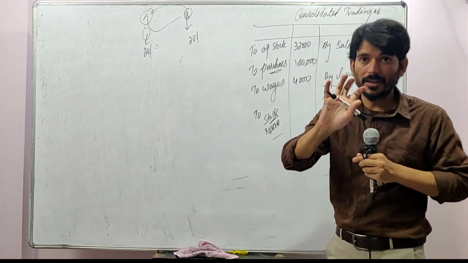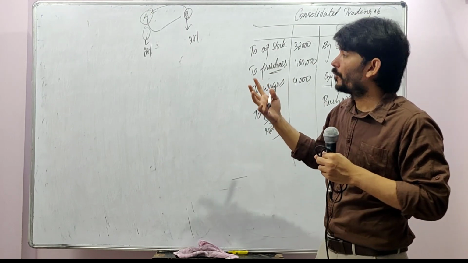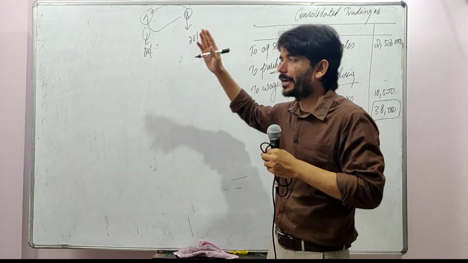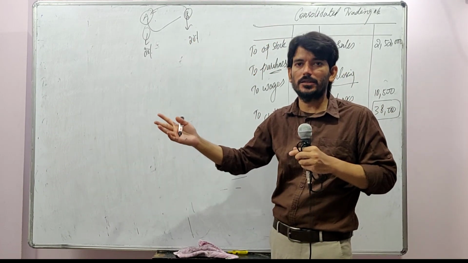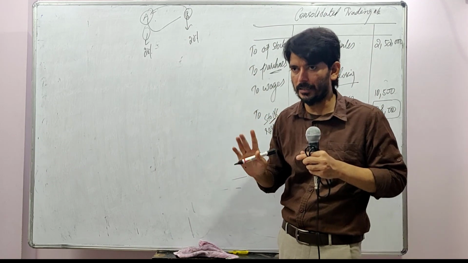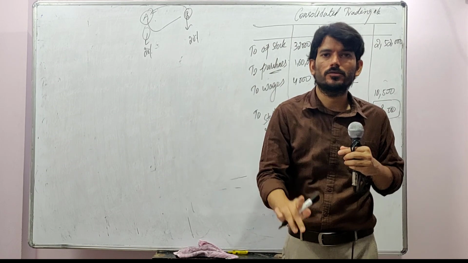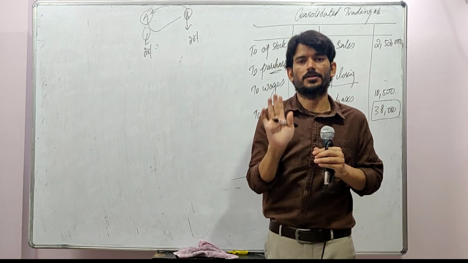So now your thinking pattern should come from back. How? What is the gross profit normally A makes? What is the gross profit normally B makes? If you know that, the rest will be easy. I'll repeat. I am A, you are B. You have some closing stock, in that 20% is mine. I have my closing stock, in that 20% is yours.